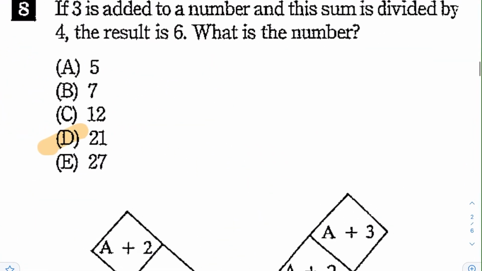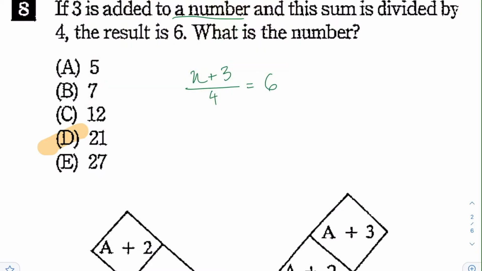Next, for number 8, if 3 is added to the number and the sum is divided by 4, the result is 6. What is the number? So here I have to turn the word sentence into a number sentence. Where you don't know what the number is, you can call it n. If you do n plus 3 and you divide this by 4, the answer is 6.